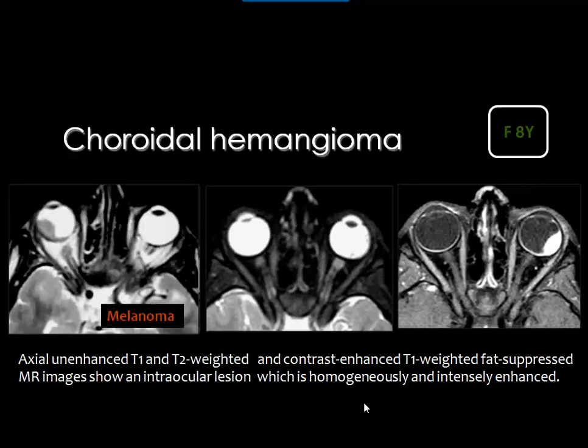Then one of the differentiating points between choroidal hemangioma and melanoma, if they are seen in an adult patient, is the appearance of the lesion in the T2 weighted image. Because hemangioma is very bright in the T2, you cannot see the lesion against the vitreous in many cases, but the melanoma will appear of intermediate signal compared to the brightness of the vitreous in the T2 weighted image.